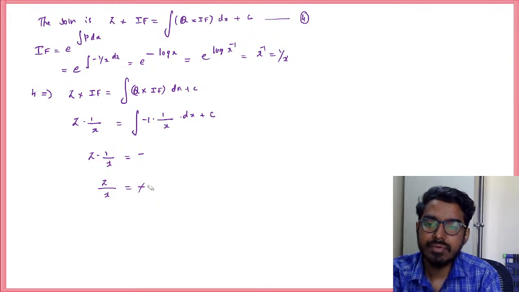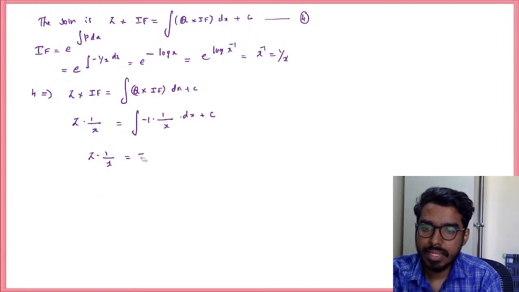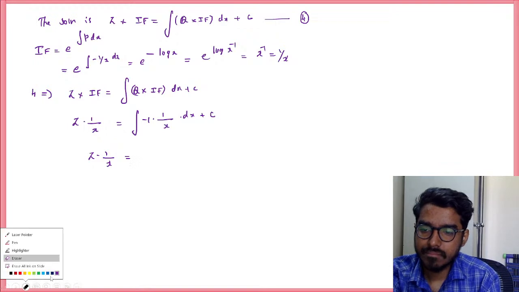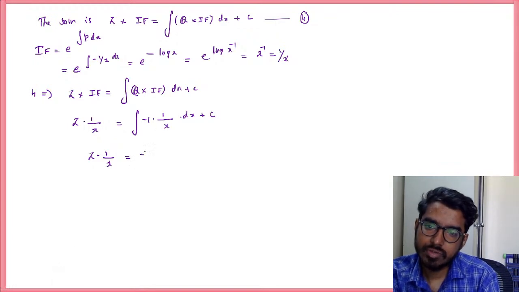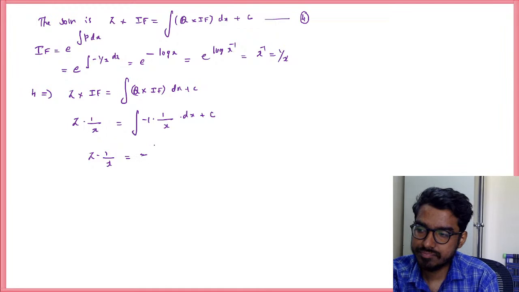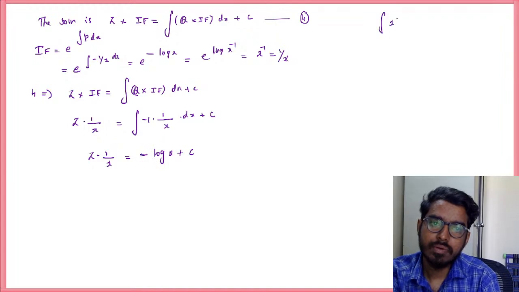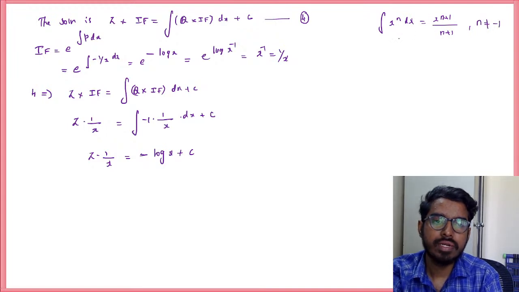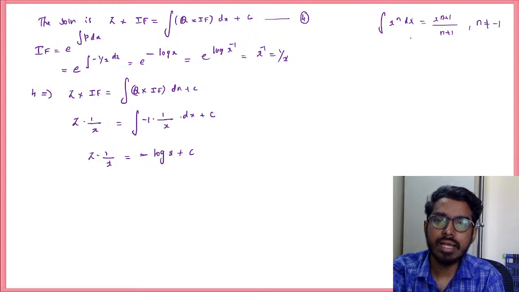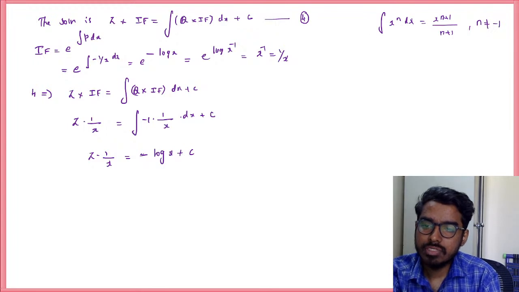So integration of x power n dx is equal to x power n plus 1 by n plus 1, provided n is not equal to minus 1. Integration of 1 by x is log x. If n is equal to minus 1, this will be log x. Okay, so this is a required solution.